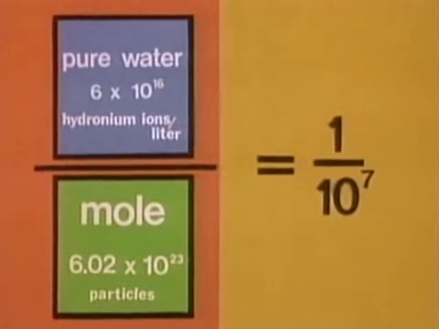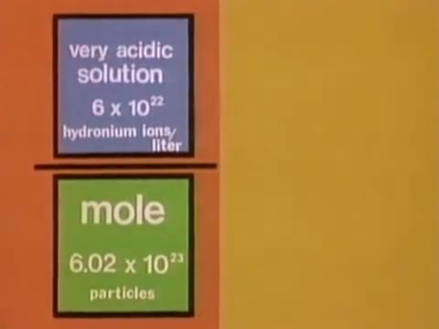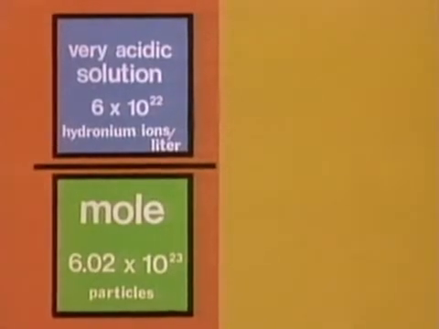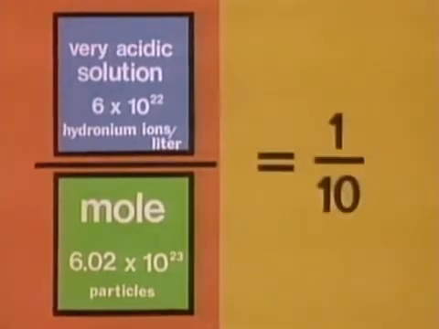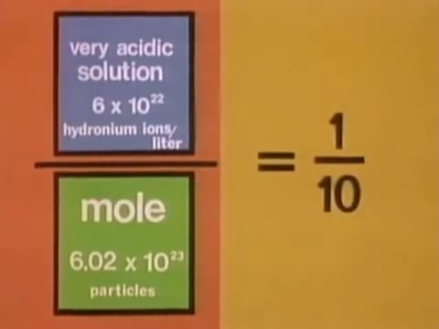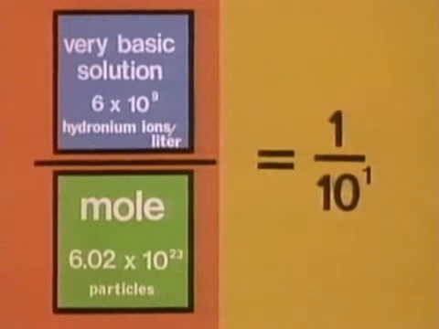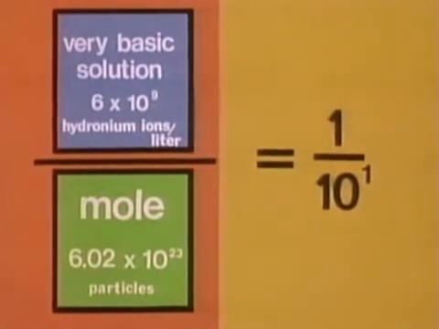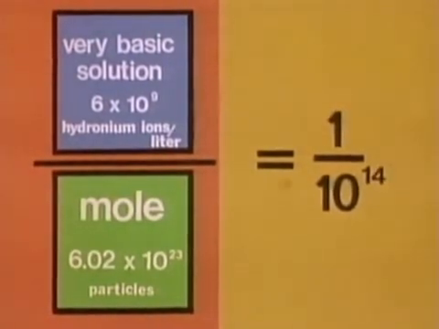Remember, pure water is neutral. A very acidic solution might contain 6 times 10 to the 22nd or more hydronium ions per liter, which would be 1/10 of a mole, or 1 over 10 to the first power. On the other hand, a very basic solution might contain only 6 times 10 to the 9th, or less hydronium ions per liter, which would be this fraction of a mole, 1 over 10 to the 14th.